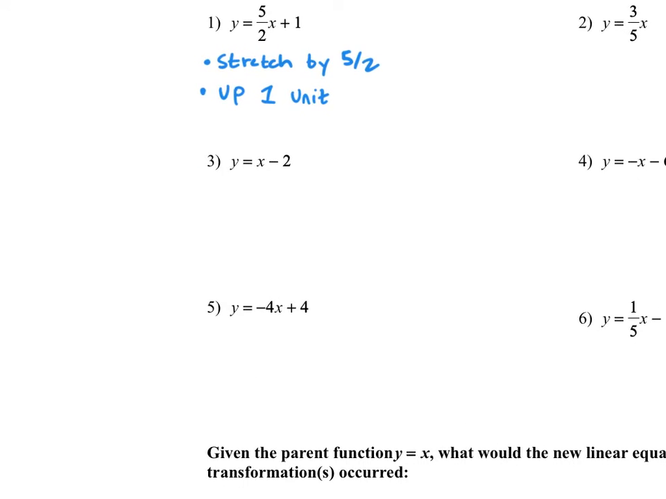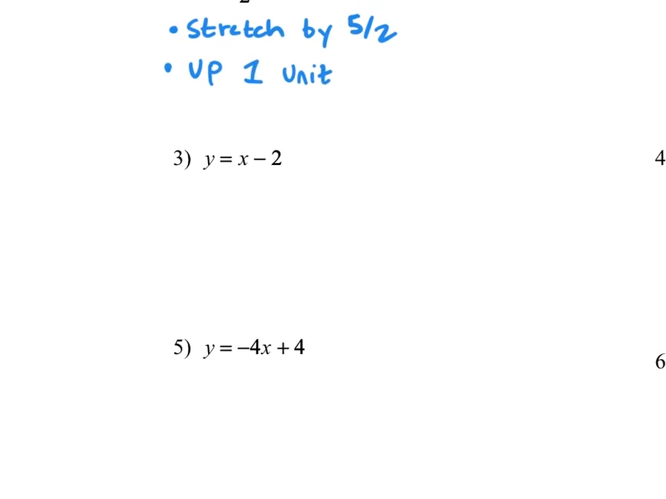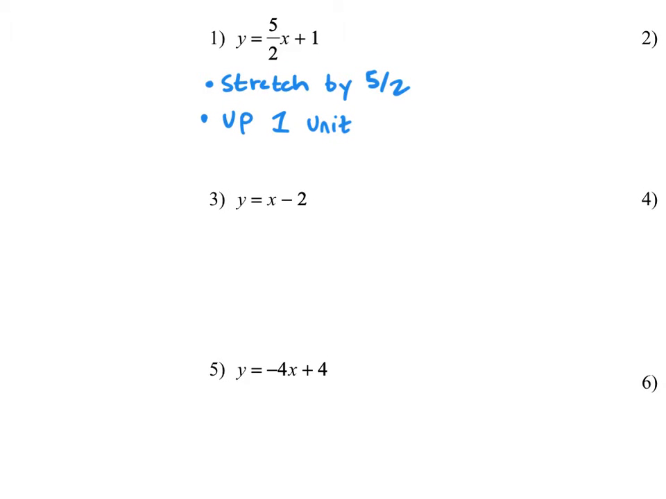All right, now I want to look at number 3, just because number 3 is a little bit simpler than you think it is, but a lot of students get held up on it. When you look at it, is your slope negative? No, so reflection doesn't matter. What is your slope? 1.